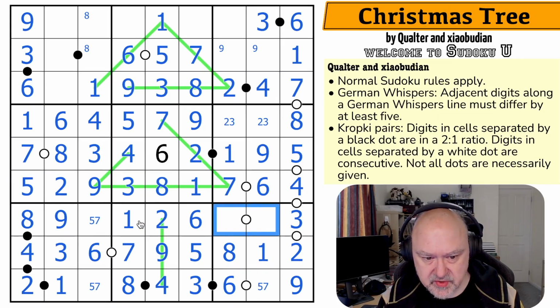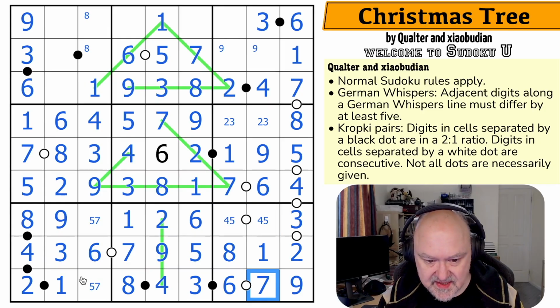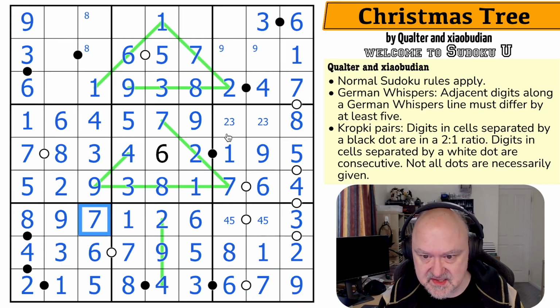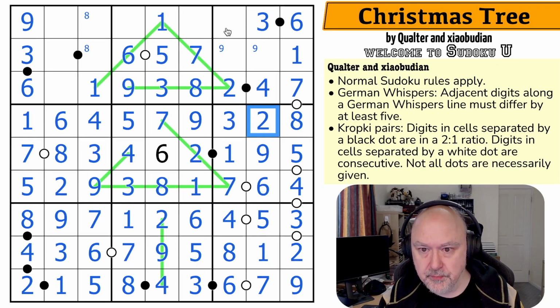What are these? 1, 2, 3, 4, 5. These are 4, 5, 7, but they must be consecutive, so there's no 7. So this is the 7, this is the 5, this is the 7. The 4 is looking down, making that the 5 and that the 4. The 2 is making that the 3 and that the 2.